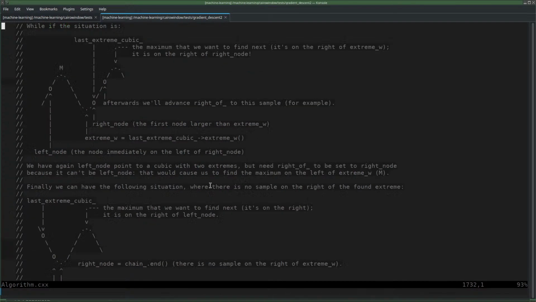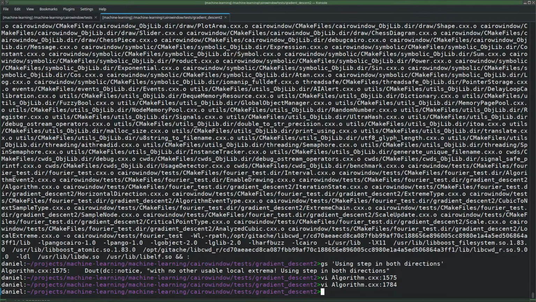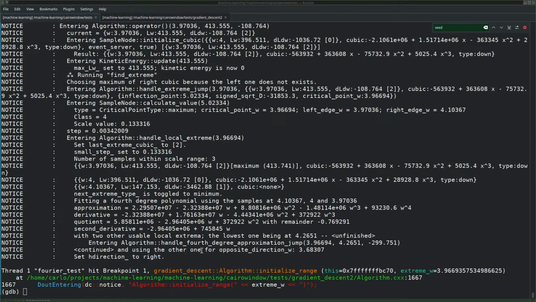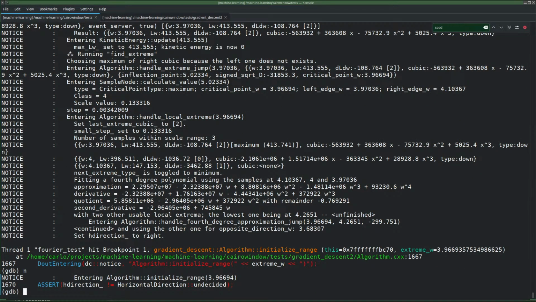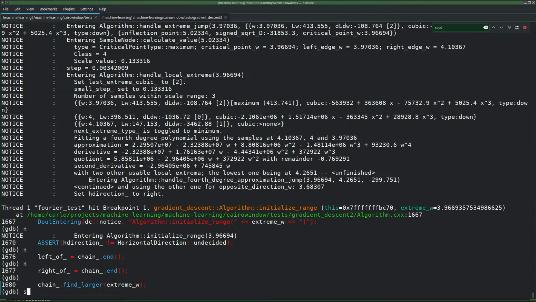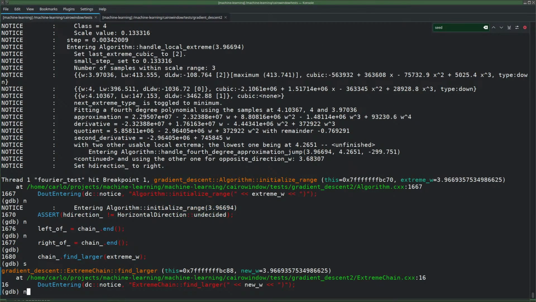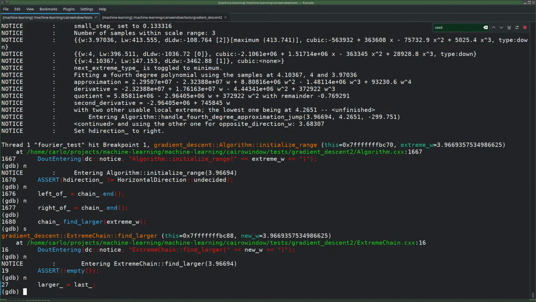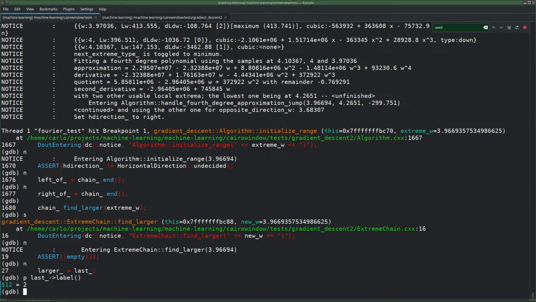Let's start over in initialize range. Leave this, switch back here, run again. So it is at the start of initialize range. Next. So it's 3.967. It's not even that close to 4. It's at both end. Find larger. This should find. We're just going to step into it. Find larger 3.9. We are not allowed to be empty. Larger is set to last. That is 2. Okay.